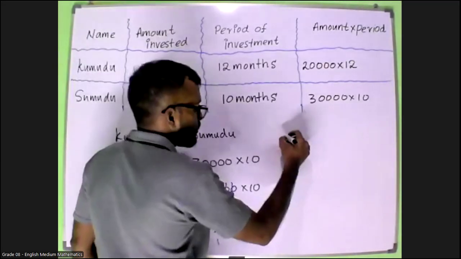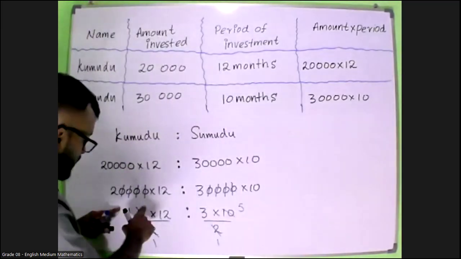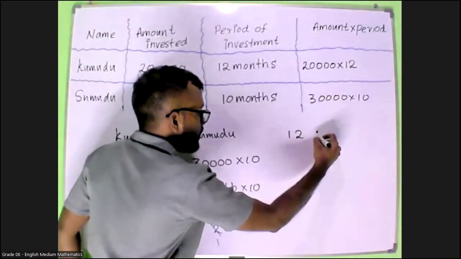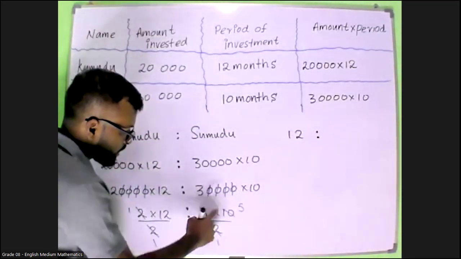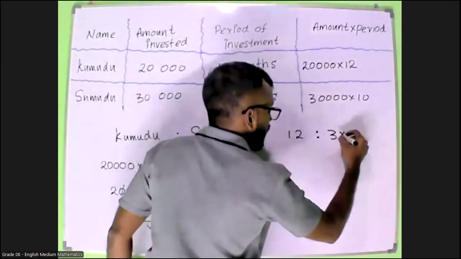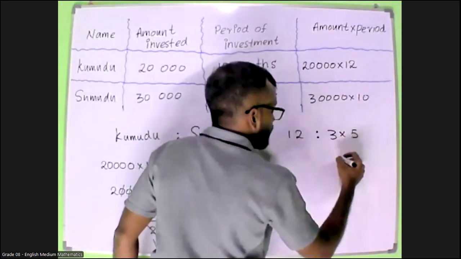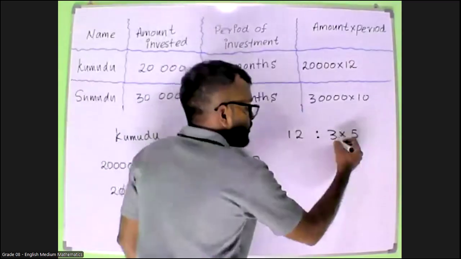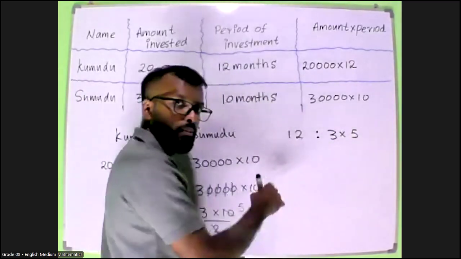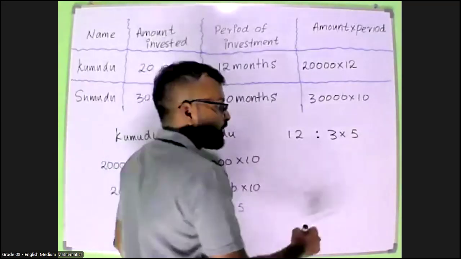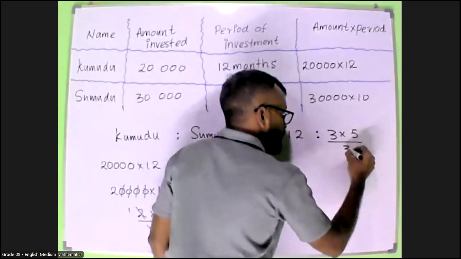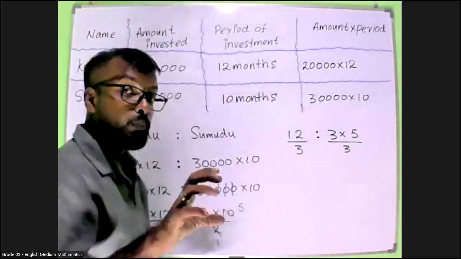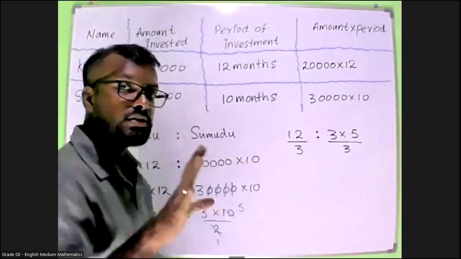And what are the remaining parts? 12 to 3 times 5. Sorry, here 1 times 12, 12 divided by 1 is 12. 12 to 3 times 5. If you want, you can write it as 15. But 3 and 12 can be simplified. You have to divide this side by 3 and this side by 3. So you are going to obtain the simplest version.